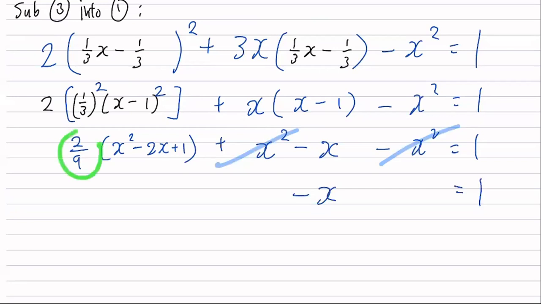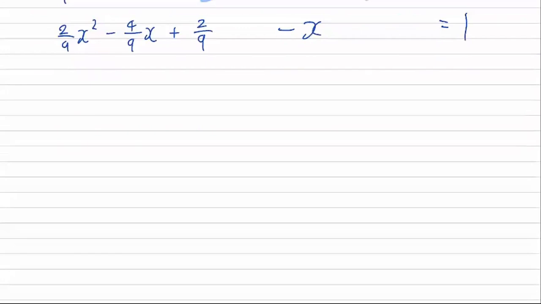This one, 2/9, no choice, just copy and paste first. Or maybe I can just times in now. Just times in 2/9 x squared minus 4/9 x, add on 2/9. Then minus x equals 1. Is this okay so far? Okay, then now you have minus 4/9 minus 1.